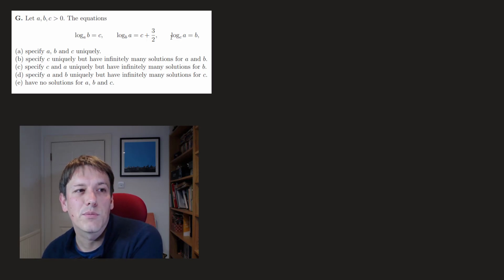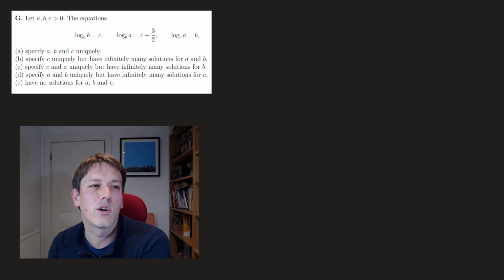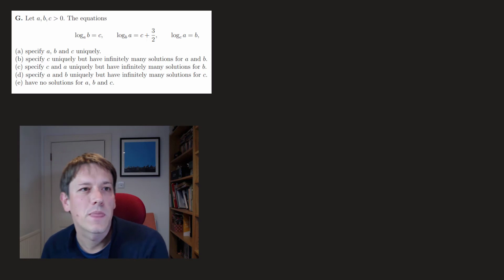We've got these three log equations, and we want to know if this set, as a set of simultaneous equations, specify the values of a, b, and c uniquely, or just some of the values uniquely, or perhaps they're not solvable at all. And it says that a, b, and c are bigger than 0. Ideally, if I were writing this question, I might have made it very explicit that a, b, and c can't be 1 here as well. The logarithms don't make too much sense if they are 1, but that would perhaps help be specific here. We're not going to take that as a possible solution here.